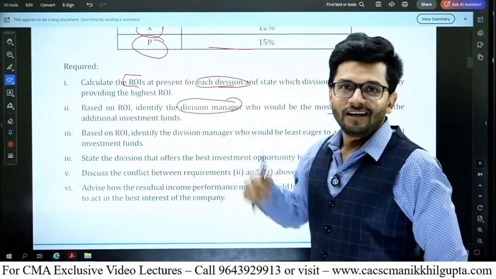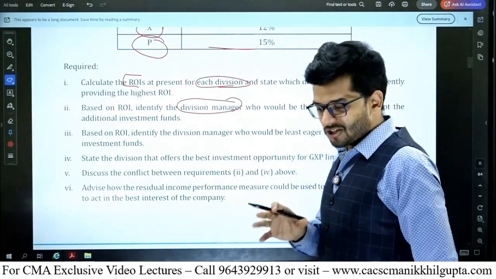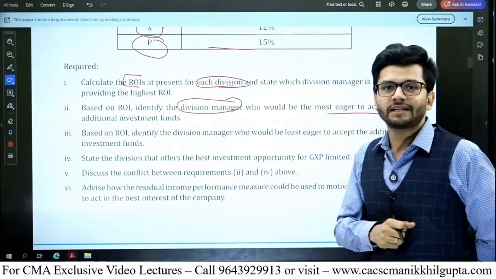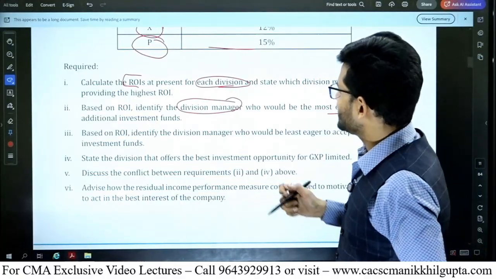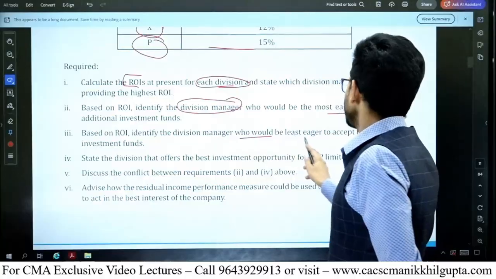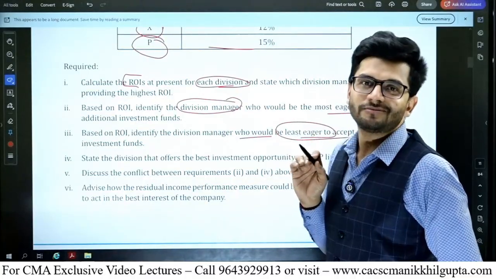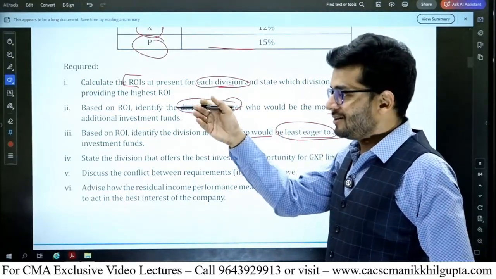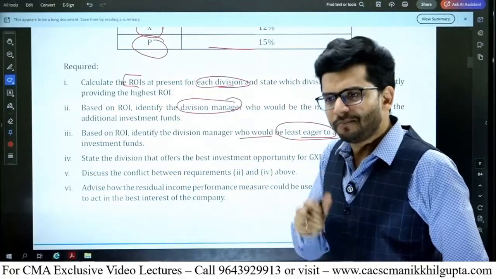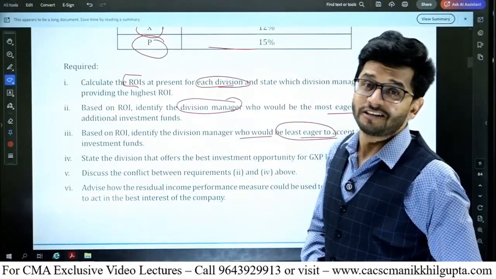So what do you think? Which division manager will be eagerly expecting investment in its business? Based on ROI, identify the division manager who would be least interested to accept the additional funds. The manager who will not be ready to take in your additional funds.